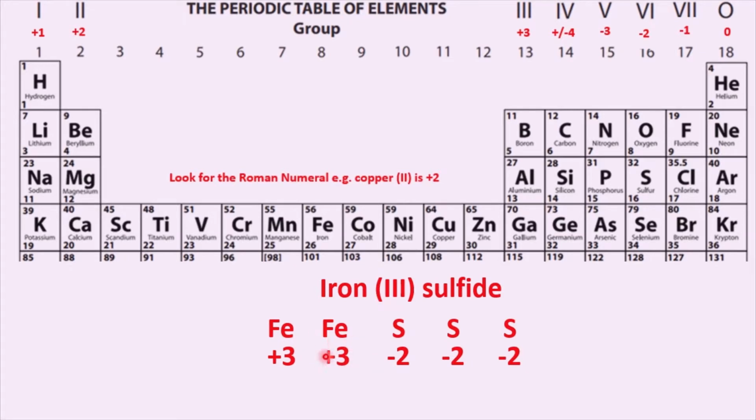So the iron has really lost 3 electrons. This one's lost 3 electrons, so that's losing 6 electrons in total. And this has gained 6 electrons in total. Now, to do that, we had to use 2 iron and 3 sulfur. So the formula then would be Fe2S3.